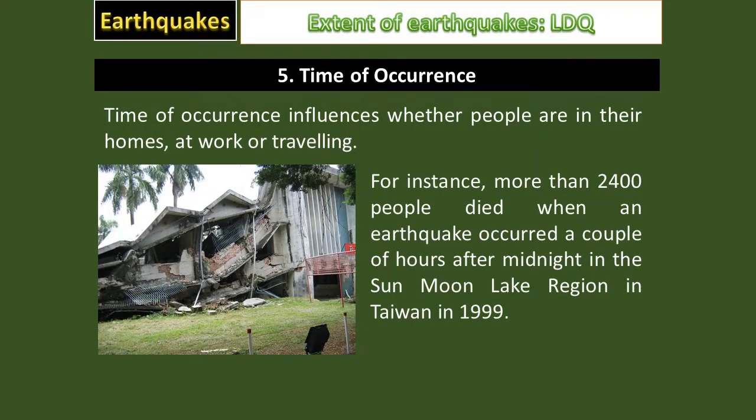The fifth factor is time of occurrence. The time at which the earthquake occurs is vital, as it depends on what people are doing during that time. The earthquake that occurred after midnight in the Sun Moon Lake region in Taiwan in 1999 caused more than 2,400 people dead.